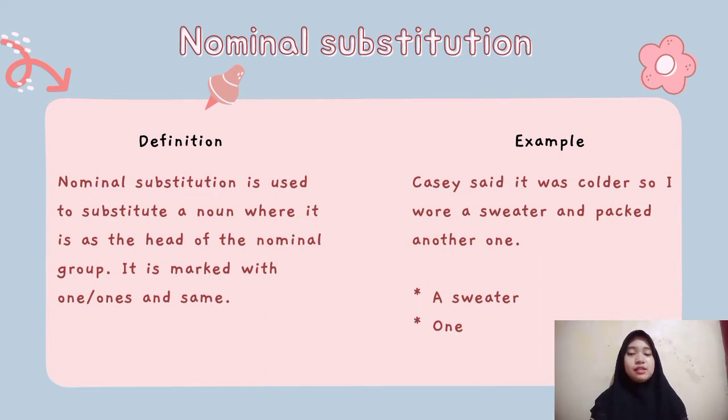So we have the words a sweater and one. The word one here refers to a sweater because nominal substitution is marked by one, ones, and same, as I said before. So the substitution one in that sentence is used to substitute a noun. And the noun in that sentence above is a sweater, accompanied by the indefinite article a, identified as the head of the nominal group or noun phrase. So it is called nominal substitution.